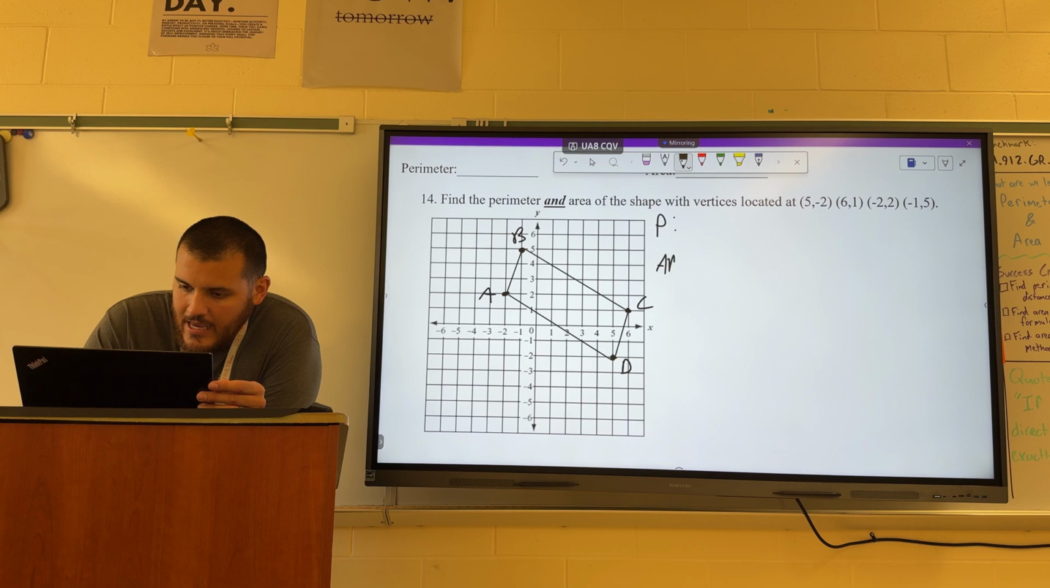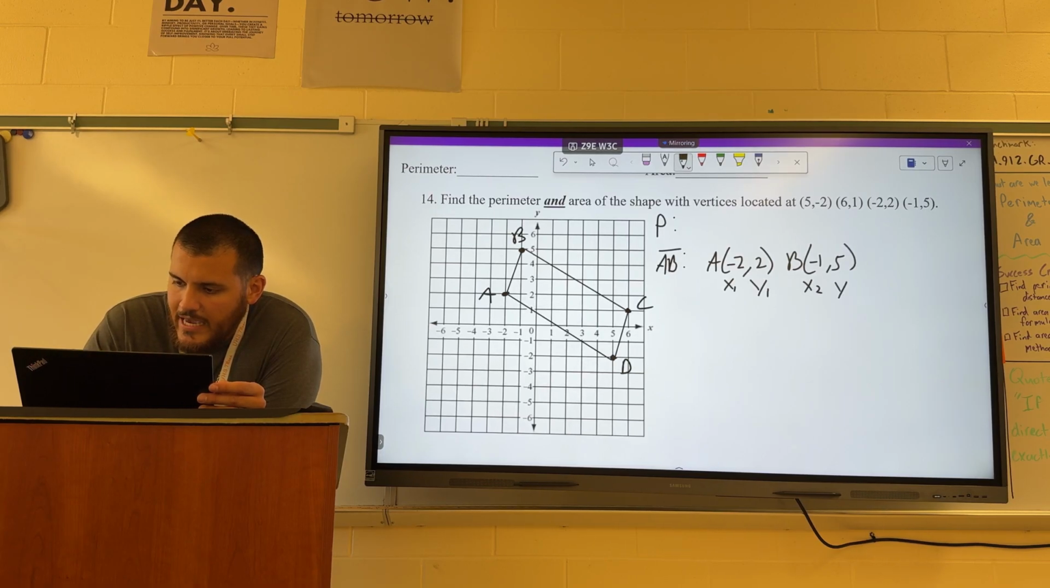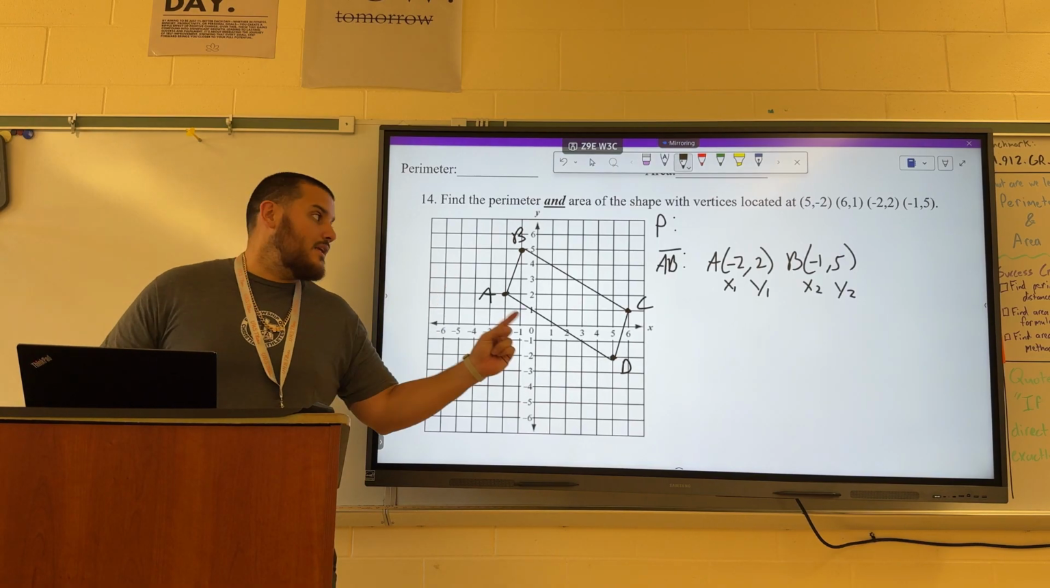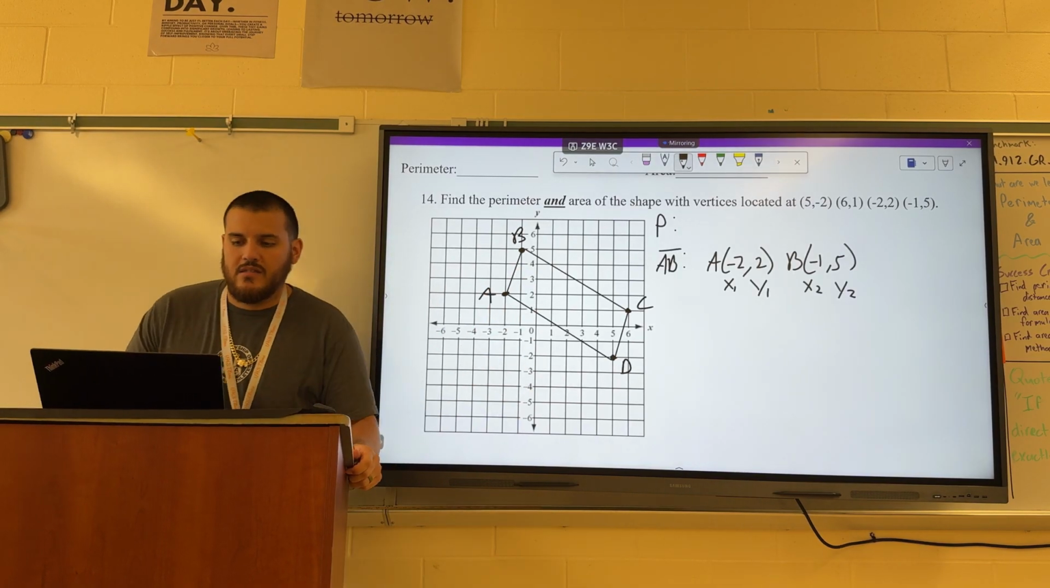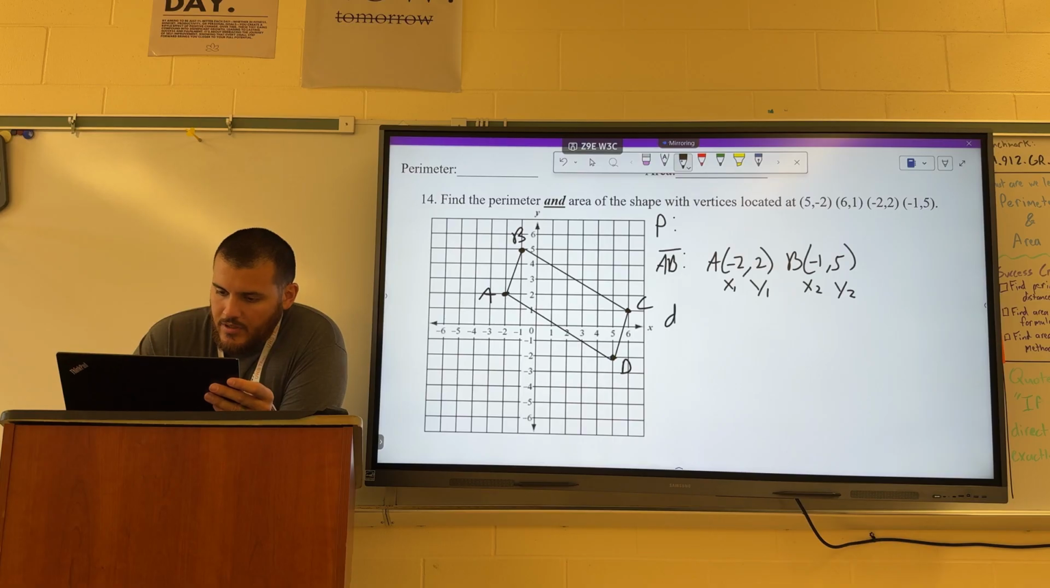Right, side AB. Staying organized here. A is at negative 2, positive 2. B is at negative 1, positive 5. We label. Remember, the distance formula is going to tell me how long my sides are, which is what I need to know to get my perimeter, adding all the sides together. So, plugging in.